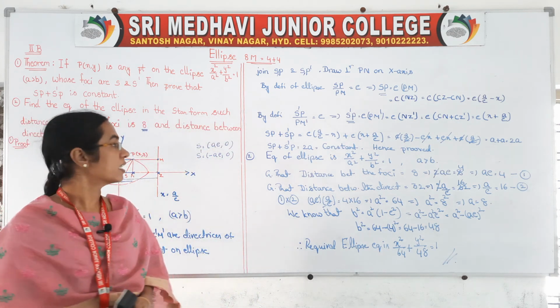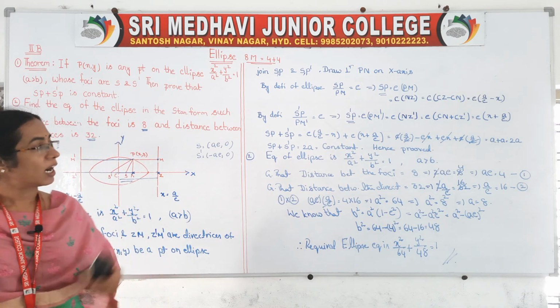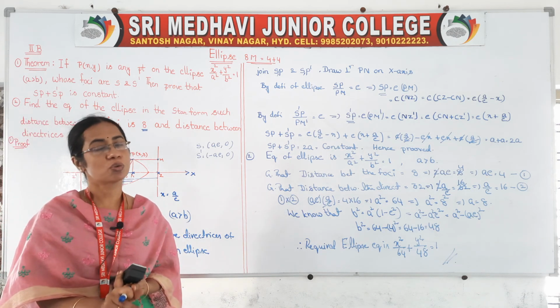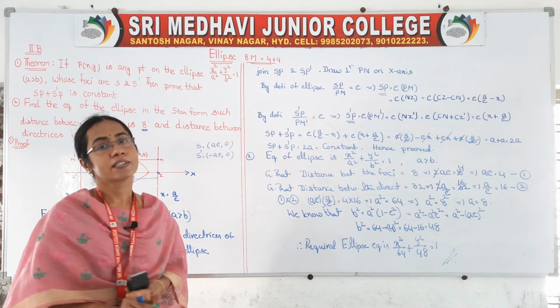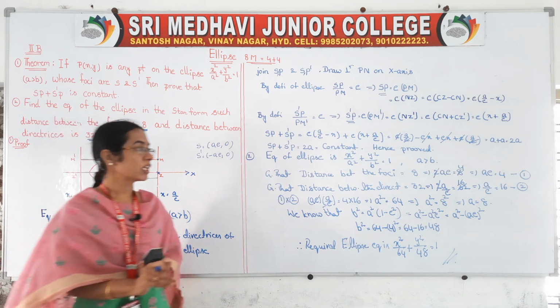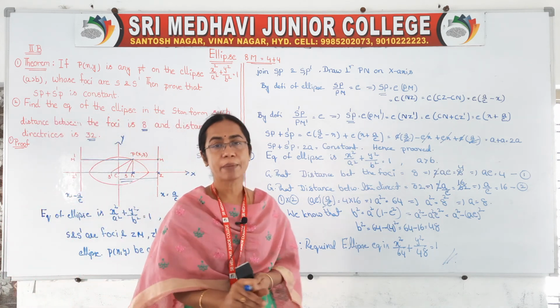Okay, so one is theorem, we have to give the proof, and second one is normal question. Two conditions given, you have to find standard ellipse equation. Okay, practice these problems perfectly.